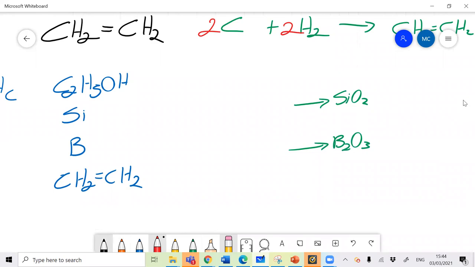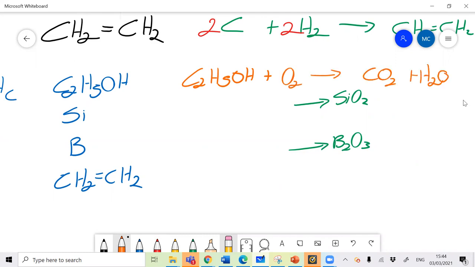For these ones, combustion of C2H5OH will be C2H5OH plus oxygen to give CO2 plus H2O, where you will get 2 CO2 and 3 H2O. The number of oxygens that you will need will also be 3. Do not forget there is an oxygen on that side. So of the 7 oxygens you have on the right, you have to remove one for the oxygen in the ethanol itself.